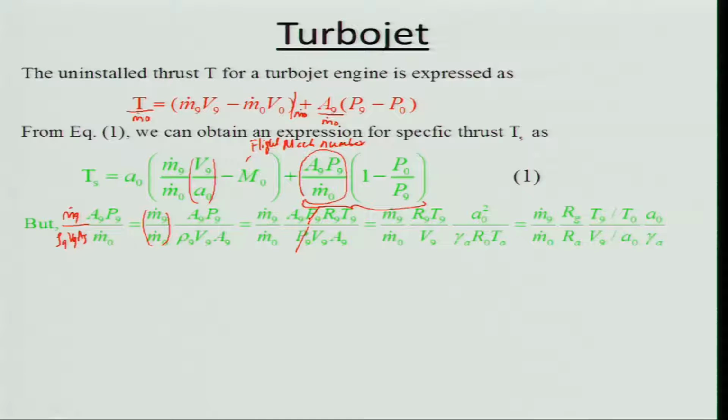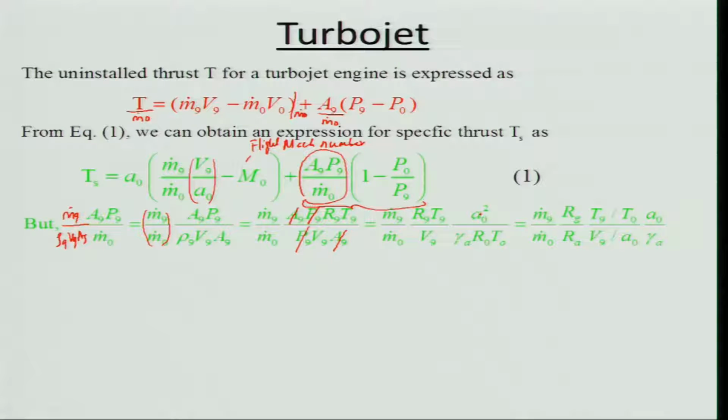and what else can I cancel? I can cancel this A 9, the area of the nozzle exit. So, I will get m dot 9 divided by m dot naught and R 9 T 9 by V 9.